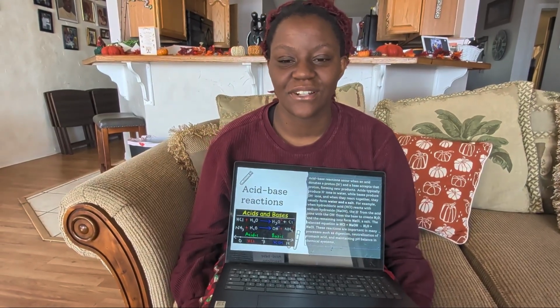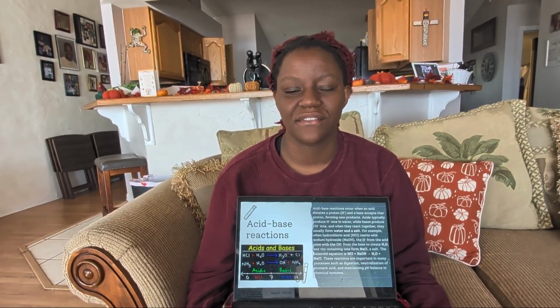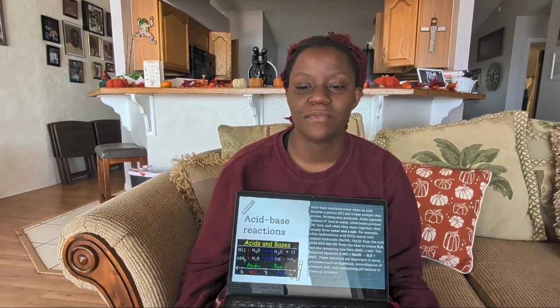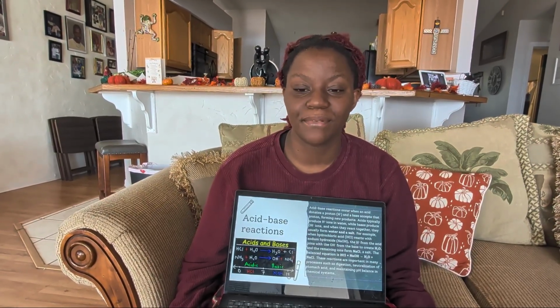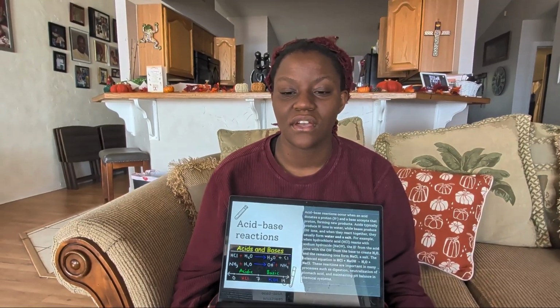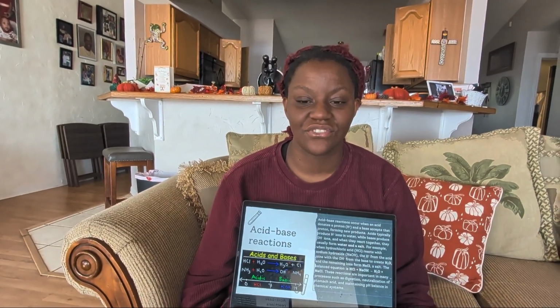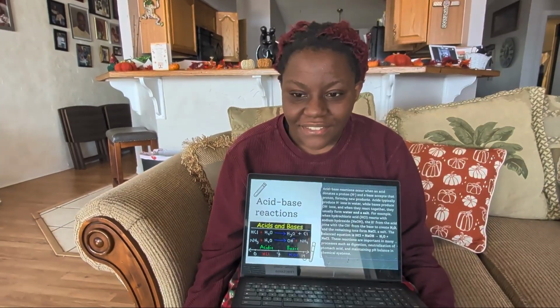Acid-base reactions occur when an acid donates a proton and a base accepts the proton, forming new products. Acids typically produce H+ ions in water, while bases produce OH- ions. And when they react together, they usually form water and a salt.